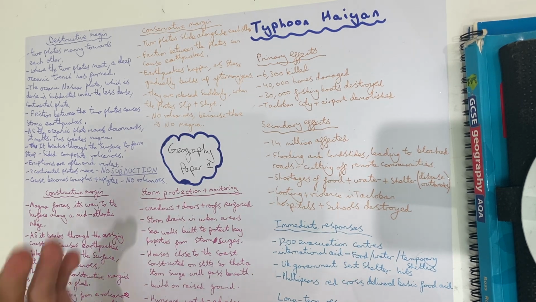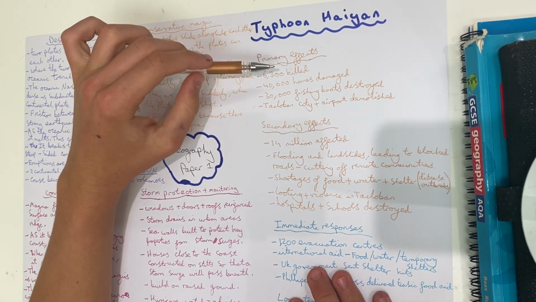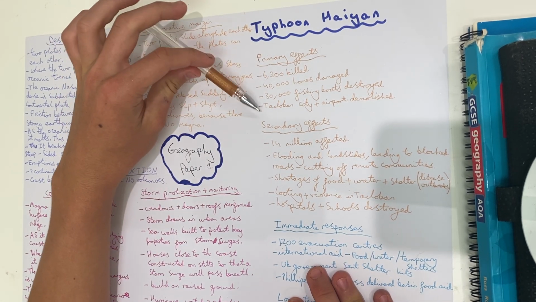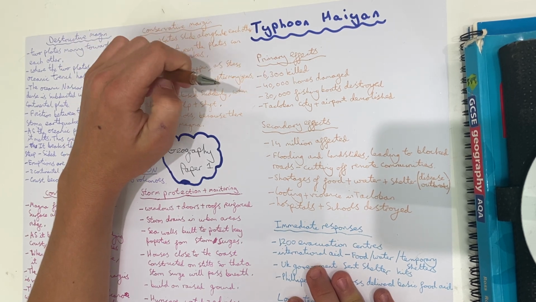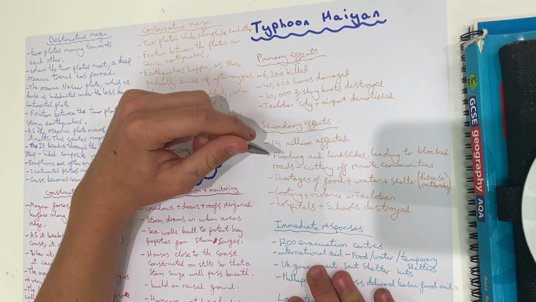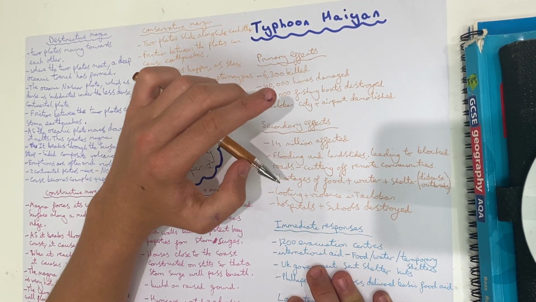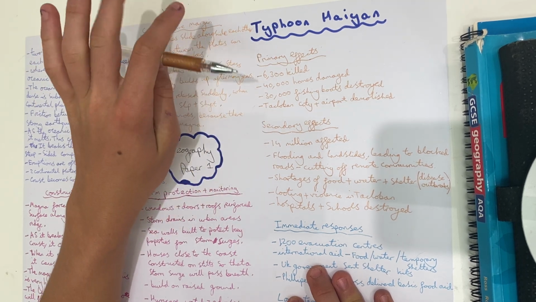Now, for any case study you do, it doesn't matter if you're not doing Typhoon Haiyan, you still need to include this amount of detail, this amount of facts and information, because even if you just write 6,300 killed or flooding and landslides, you can make that into a big paragraph. So one informational fact could turn into a paragraph.